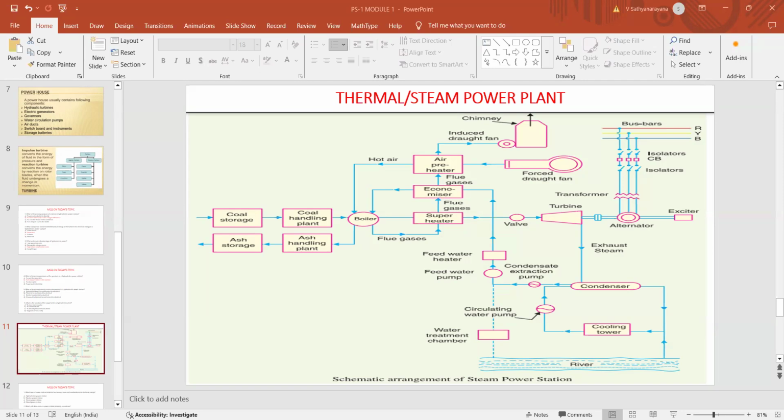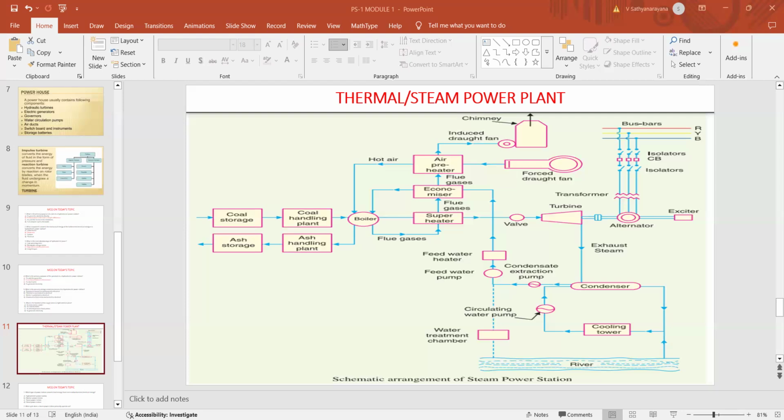Then by default, how many tons of ash will be produced in the ash handling plant? Around 2,000 tons, or maybe 2,500 tons of ash will be produced. Understood? That is the reason that in a thermal station, around 50 to 60% of the total operating cost consists of coal purchasing and its handling process.